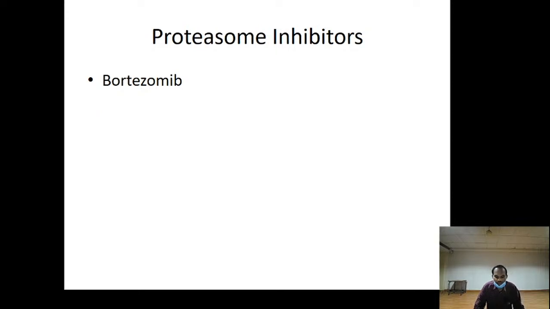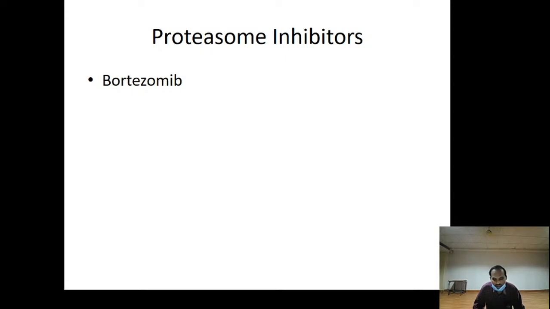Then another important category that is there, and only one drug in that for undergraduates to be discussed, is bortezomib in the category of proteasome inhibitors. This is very exciting. Proteasome and what is its role and what type of tumor. Proteasome is active in one tumor called multiple myeloma.